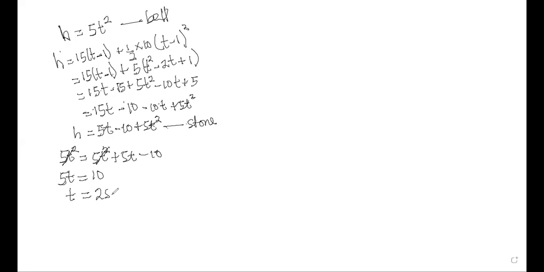What does it mean? Earlier, we said that let the time taken for the ball to drop be t. So if t is equal to 2 seconds, then it means that it took the ball 2 seconds to drop. What about the stone?